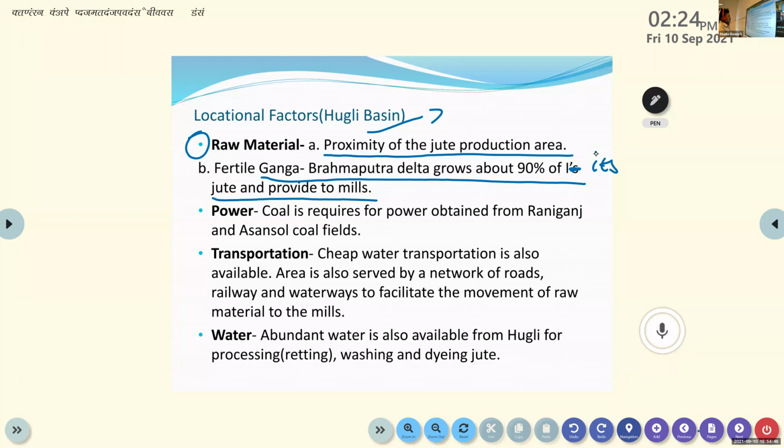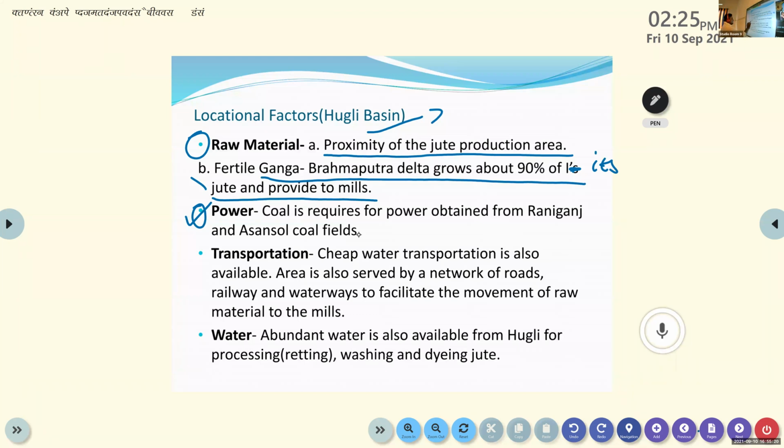Okay, more in number. The fertile Ganga Brahmaputra Delta grows about 90% of its jute and provides it to the mills. The second point is electricity, power. Coal is required for power, obtained from the Raniganj and Asansol coal fields. For jute mills, continuous power supply is necessary. It is important. So coal is basically used to produce this electricity.